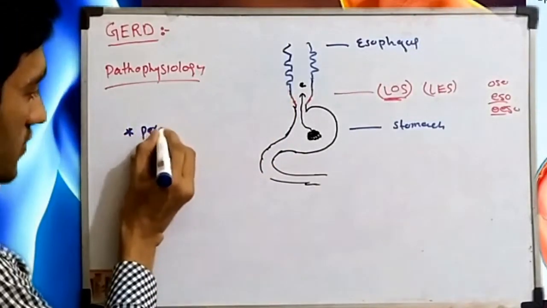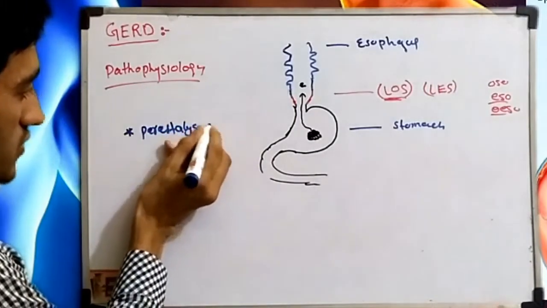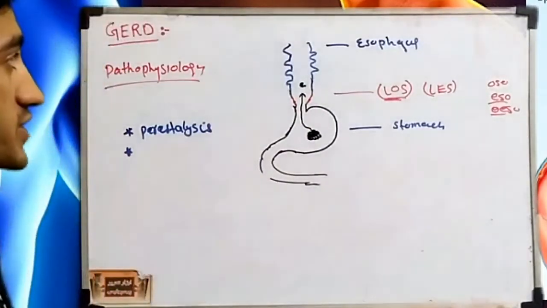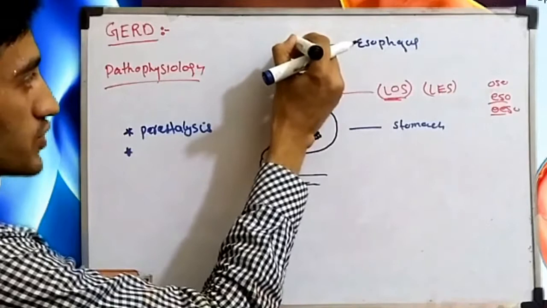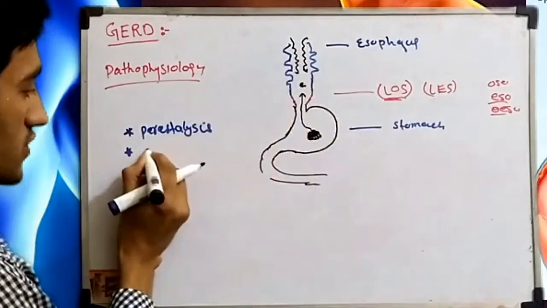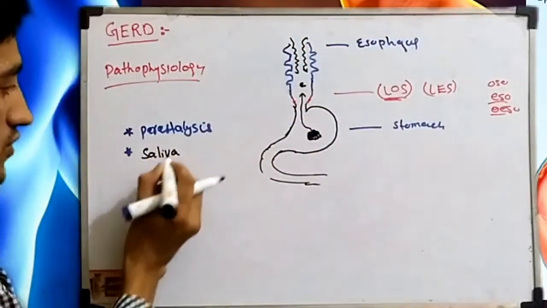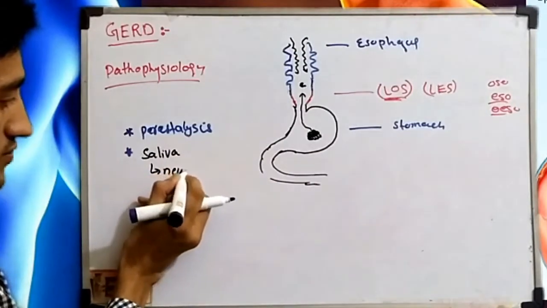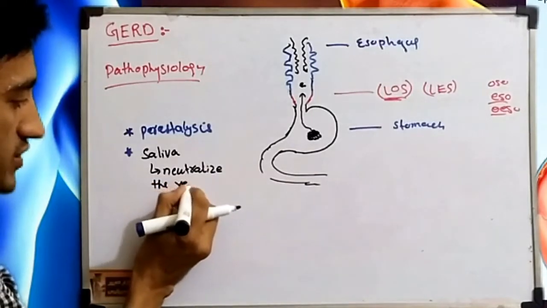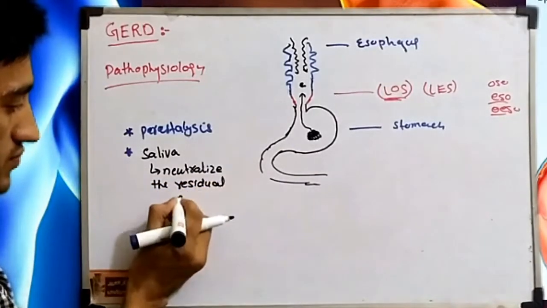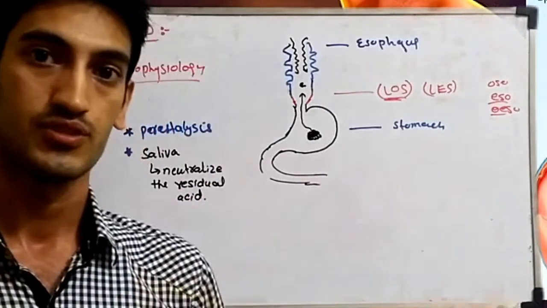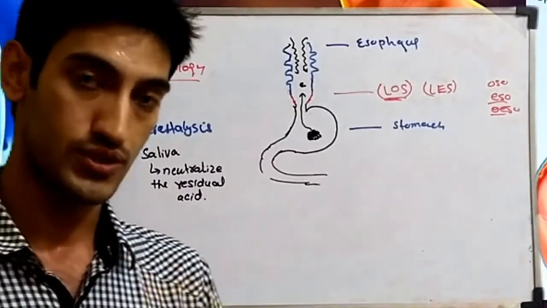So number one, there is esophageal peristalsis, and number two, the saliva which flows into the esophagus will neutralize the residual acids, and will not lead to damage of the esophageal mucosa.